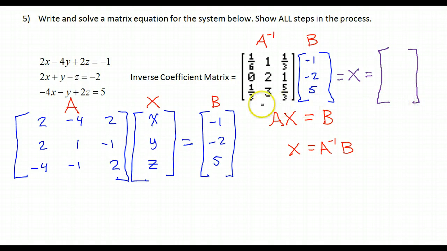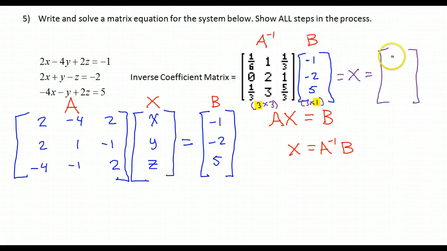All right, this is a 3 by 3 matrix. And this is a 3 by 1 matrix. So the result should be a 3 by 1 matrix. Of course, it's those outer dimensions that tell you the shape of your answer.